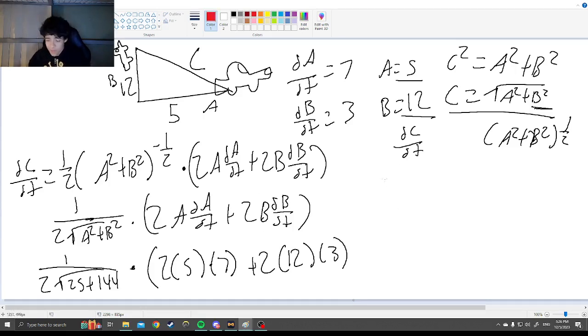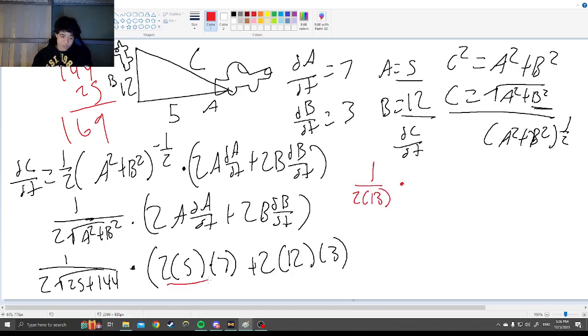So I'm gonna write this in red to make it a little bit clearer what we are working on. So if we have the inside of this 144 plus 25, you get 169, and the square root of that is 13. So we have 1 over 2 times 13 times, let's simplify all of this out. 2 times 5 is 10. 10 times 7 is 70. Plus 2 times 12 is 24. 24 times 3 is 72. So the sum is going to be 142. So we're left with 142 over 26.